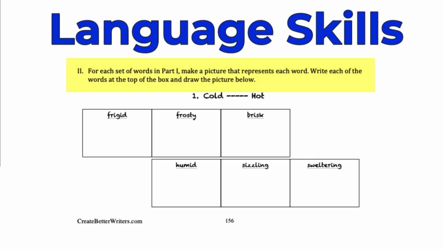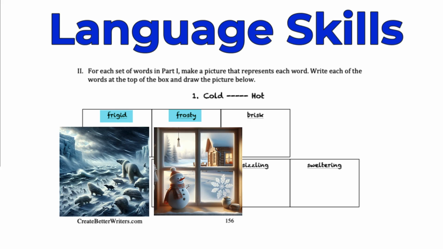So it says, for each set of words from part 1, make a picture that represents each word. Write each of the words at the top of the box and draw the picture below. So really what they're doing here is you're encouraging them to look at the nuance of the word and put the nuance in the picture. So how is frigid different than frosty? Can we see that in the pictures? And then have them explain their pictures to the group.